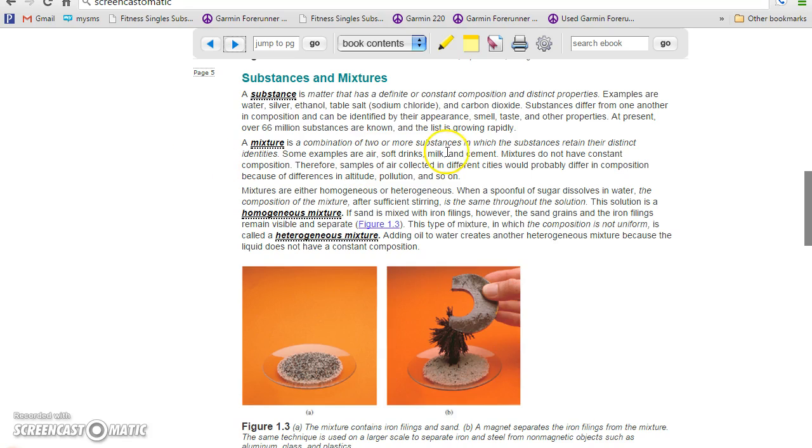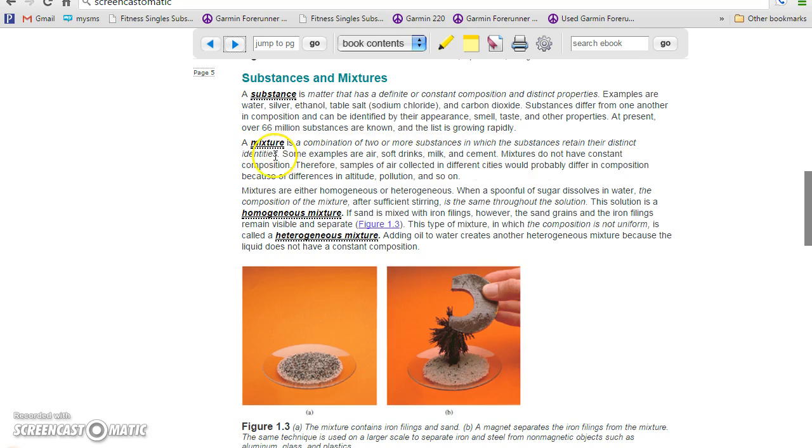A mixture is a combination of two or more substances in which the substances retain their distinct identities. A mixture, it's more than one substance, and it's not usually particularly useful. It's not something you're thrilled about. To understand it, you generally have to separate it out. People worry about synergistic properties, things like that, but largely a mixture can be understood by simply evaluating the components therein. Of course, if it's a reactive mixture, that's another matter. Some examples are air, soft drinks, milk, and cement.